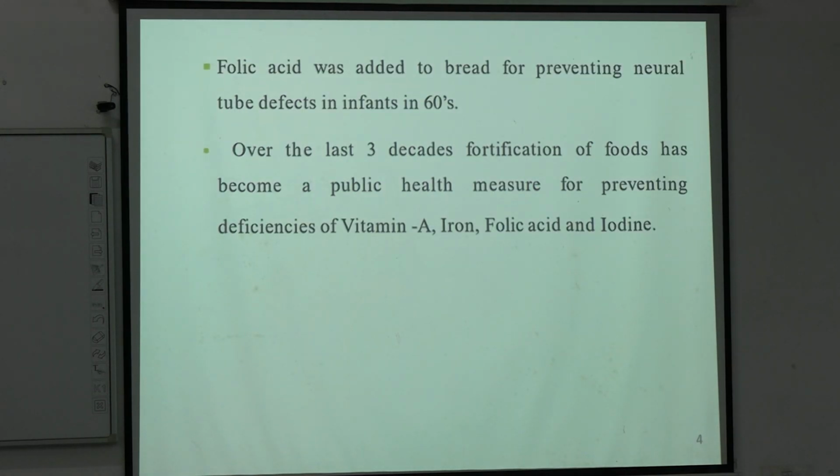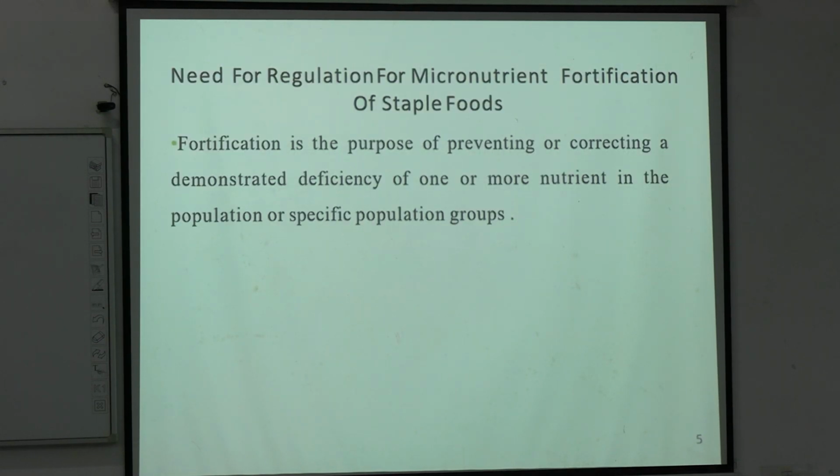Then folic acid was also added to bread to prevent neural birth defects, and commonly we are now having vitamin A, folic acid and iodine. These are the three main things which are used for fortification. So there are certain criteria for fortification. You cannot fortify everything and anything. One of the criteria is there should be a deficiency of that particular thing in the food, and then we add it.